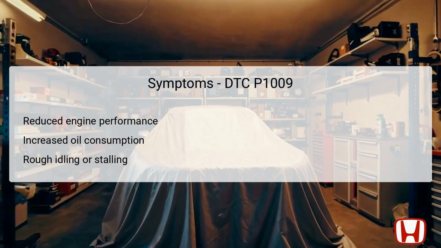When DTC P1009 is activated, drivers may notice several symptoms indicating underlying issues within the VTC system. One prominent symptom is reduced engine performance, which could manifest as sluggish acceleration or decreased power, potentially making the vehicle feel unresponsive during driving. Additionally, increased oil consumption might occur if the VTC actuator has a leak or if oil is not being used effectively due to the solenoid's malfunction.